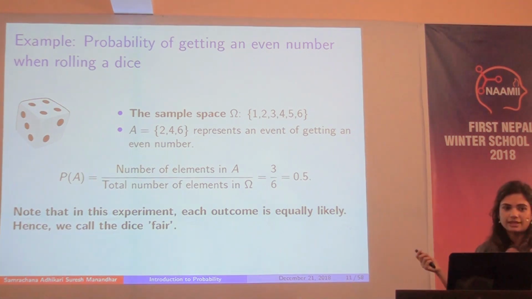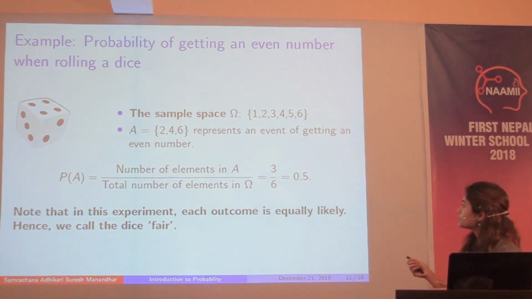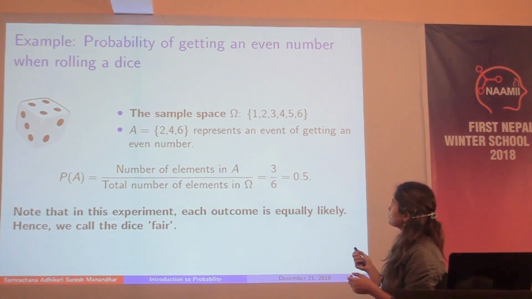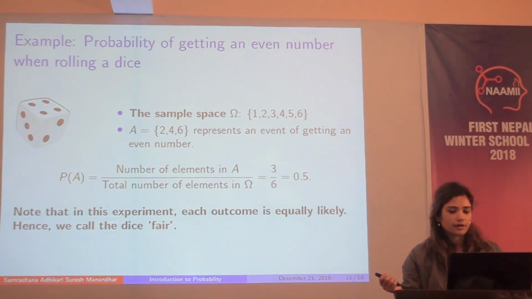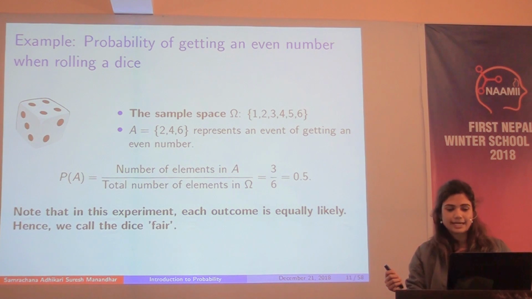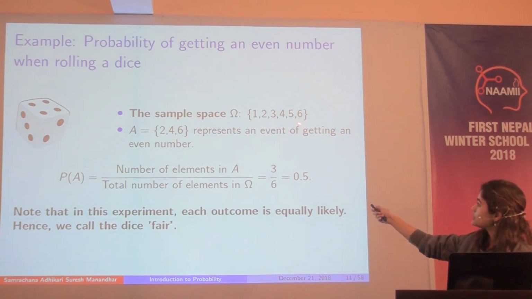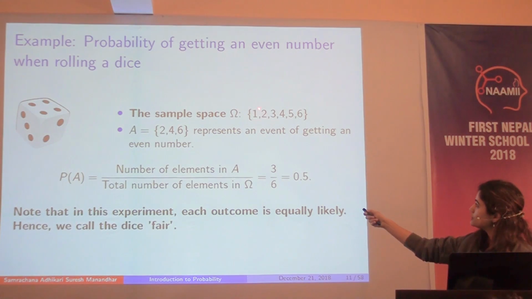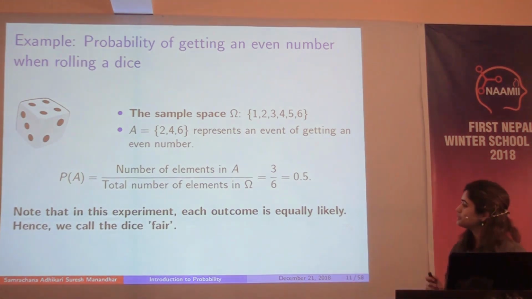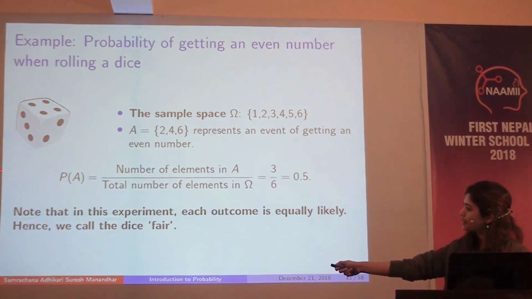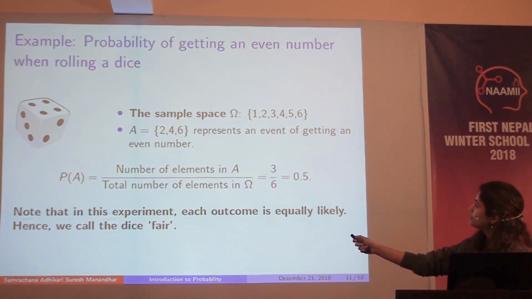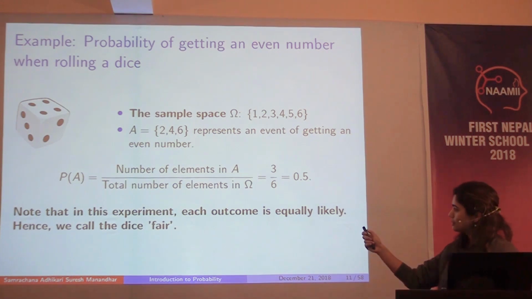This is another example that I've been talking about. Here we're interested in the probability of getting an even number when we roll a dice. Our sample space is finite and countable, so 1 to 6. And then the even numbers among these possible outcomes are 2, 4, and 6. So we can compute the probability of getting an even number when rolling a dice.